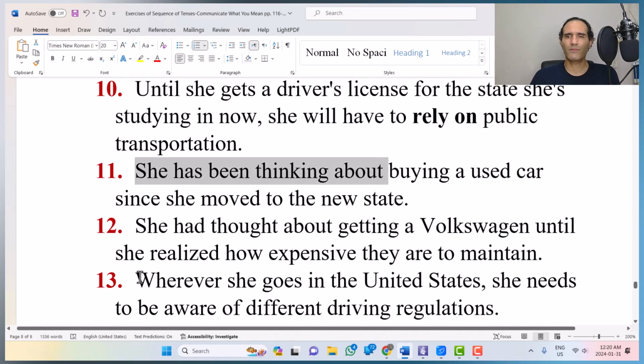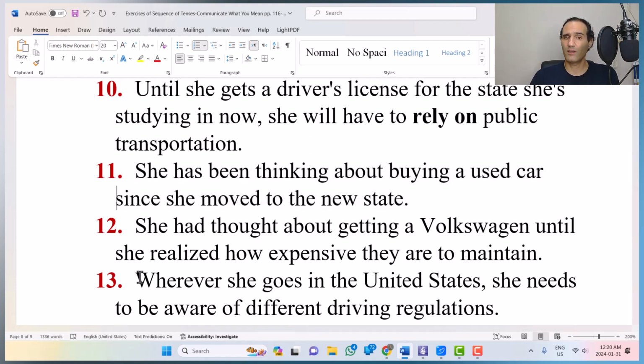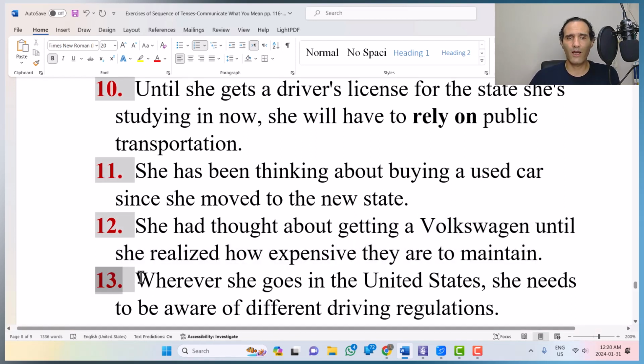Number 11. She has been thinking about buying a used car since she moved to the new state. Since means here, from the time that. Number 12. She had thought about getting a Volkswagen until she realized how expensive they are to maintain. So the maintenance cost is high.